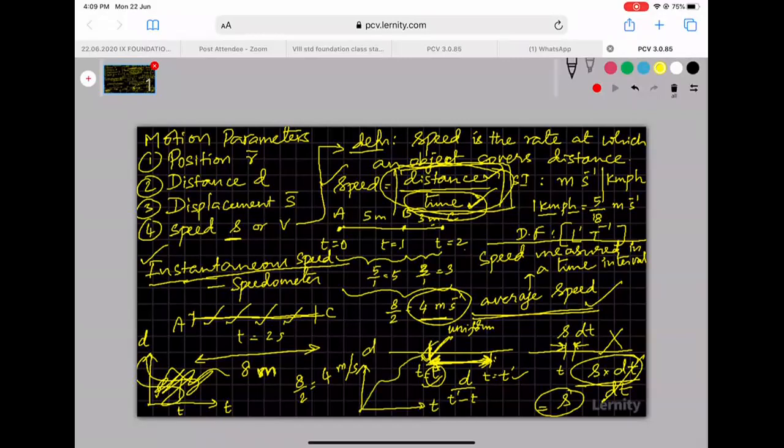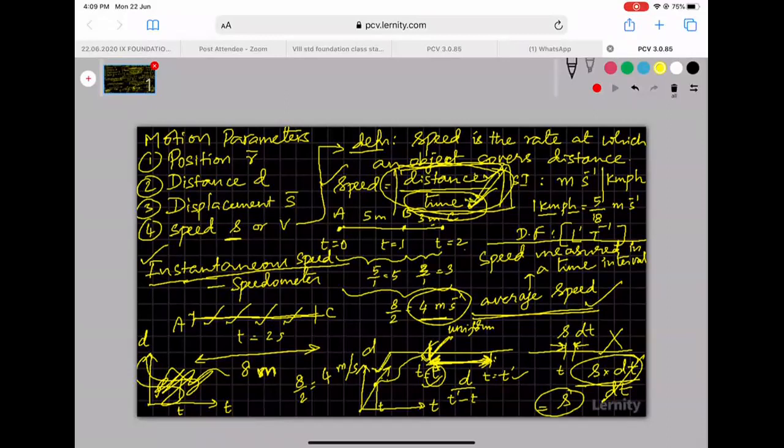Now, if you want to measure the instantaneous speed at any instant t, then at this point on the graph, just draw a tangent and measure the slope of the tangent. The slope of the tangent at that point gives you the instantaneous speed. So there is a theoretical way of finding instantaneous speed, and there is also a way to calculate average speed.